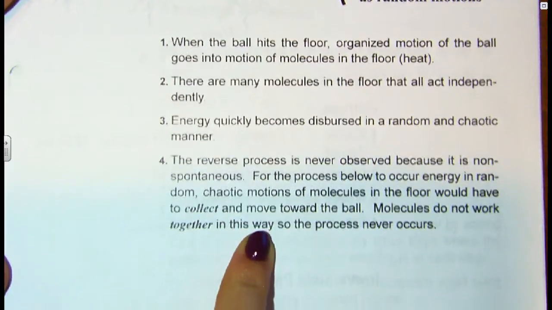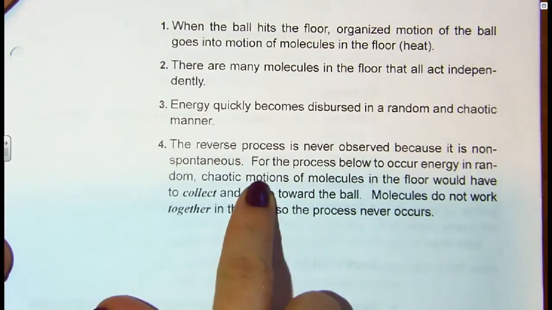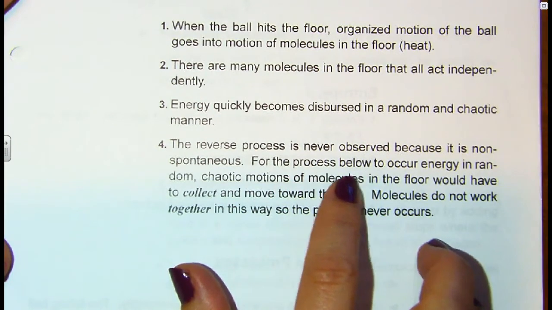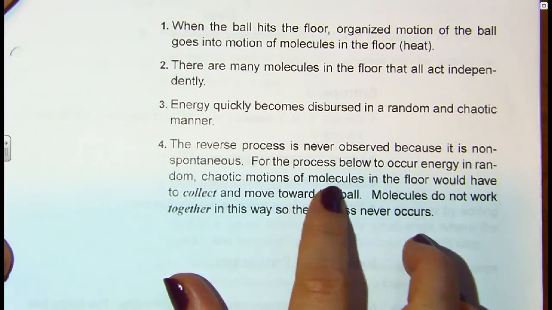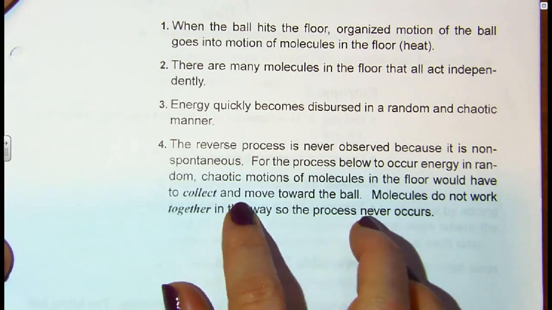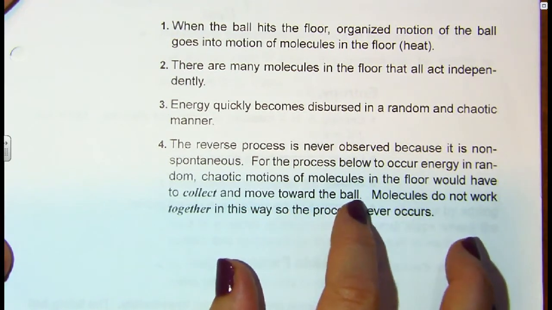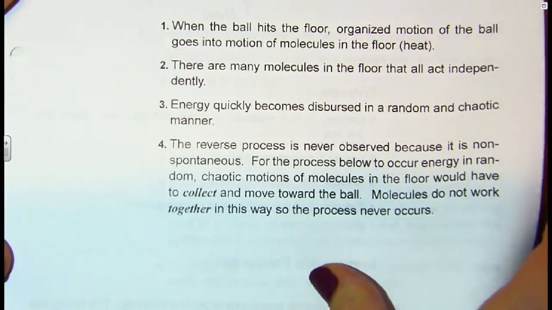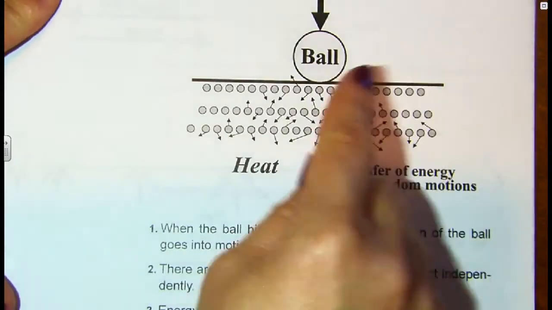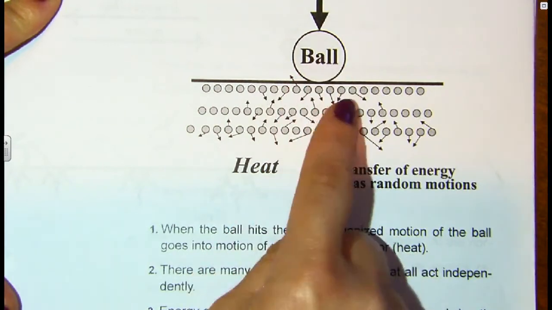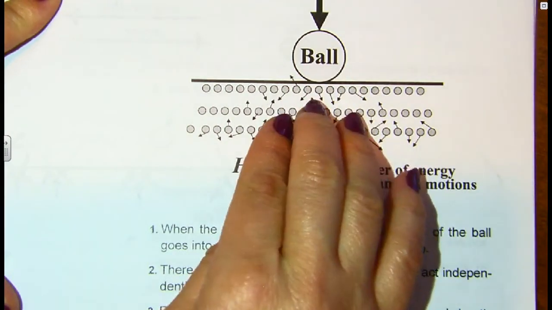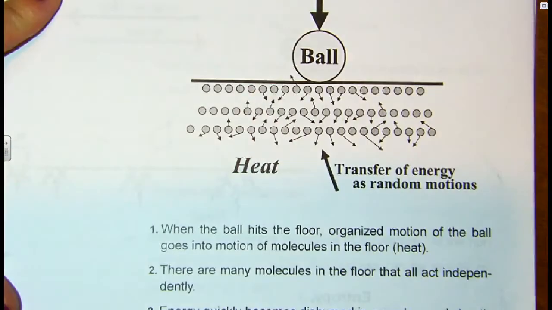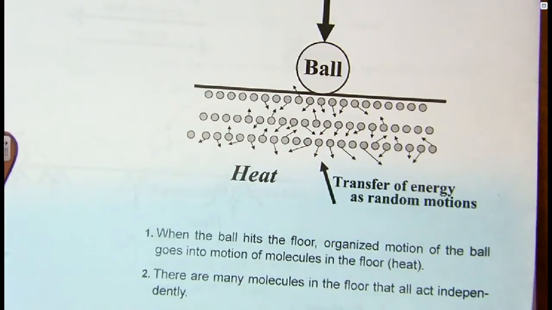The reverse process is never observed because it is non-spontaneous. For the process below to occur, energy in random chaotic motions of molecules in the floor would have to collect and move toward the ball. Molecules do not work together in this way, so the reverse process is never going to occur. Meaning, the ball is not going to draw energy from the floor, or the floor is not going to provide energy into the ball in order for the ball to bounce upward. That reverse process is not possible.